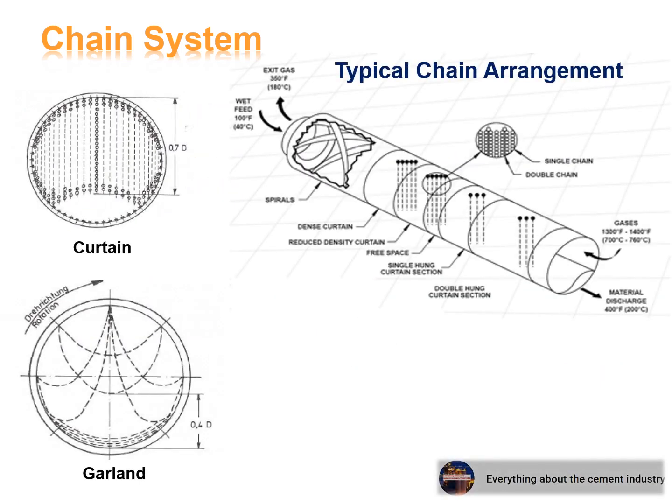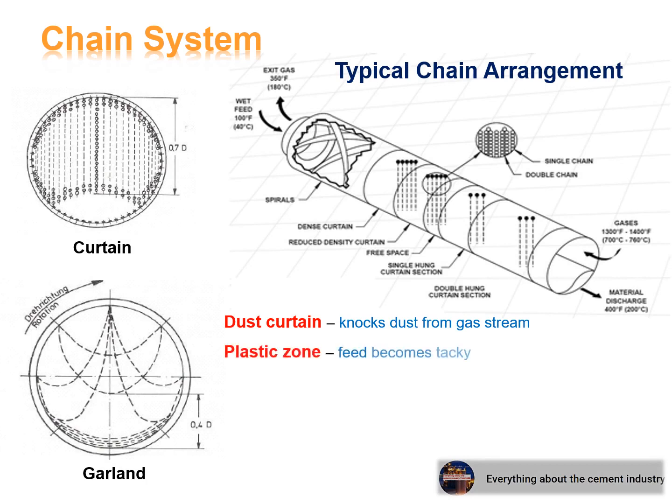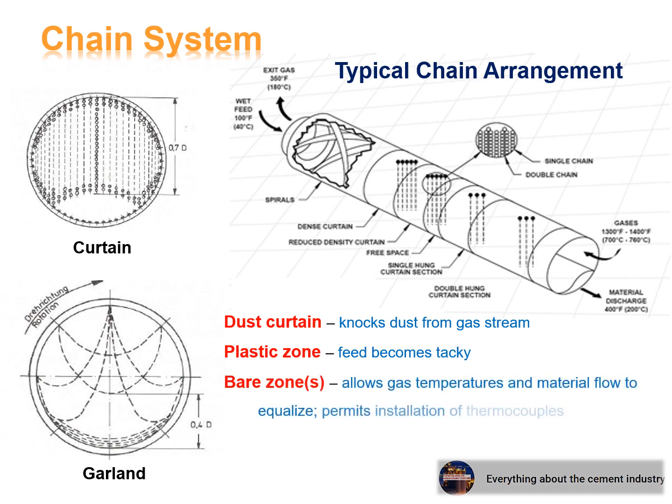This figure explains a typical chain arrangement. Dust curtain: knocks dust from the gas stream. Plastic zone: feed becomes tacky. Bare zone: allows gas temperatures and material flow to equalize, and permits installation of thermocouples. Radiation curtain: stainless steel, absorbs the most heat.